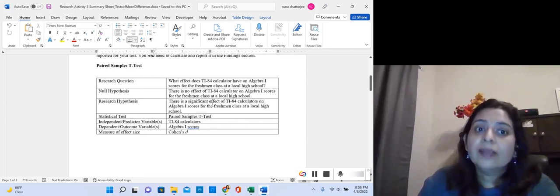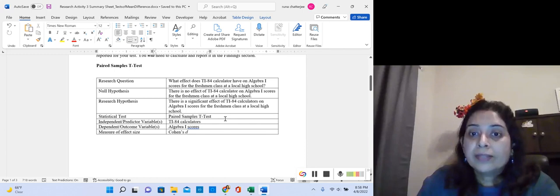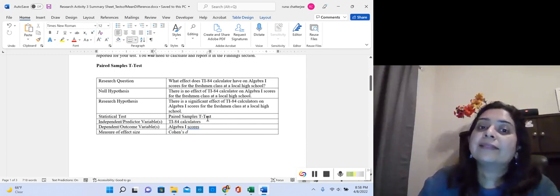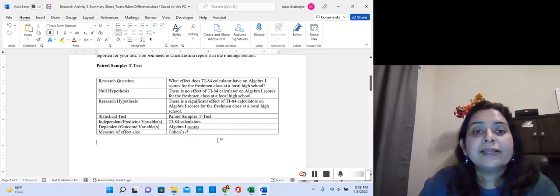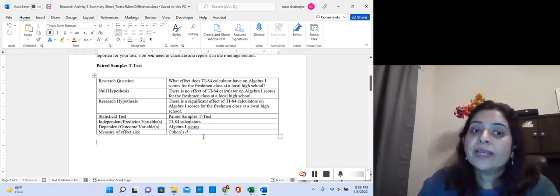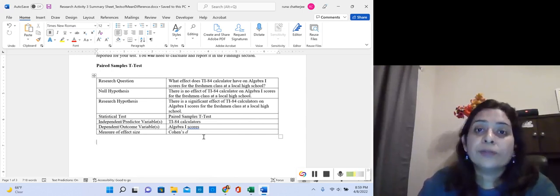high school. Research hypothesis: there is a significant effect of TI-84 calculators on Algebra 1 scores for the freshman class at a local high school. Statistical test being performed is paired samples t-test, independent variable TI-84 calculators, dependent variable Algebra 1 scores, and we will measure the effect size by determining Cohen's d.